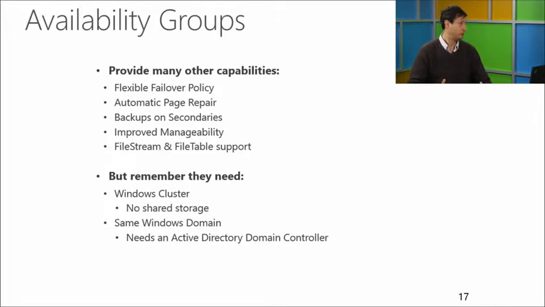Something that is important to remember is with availability groups, you need to install a Windows cluster. You don't need shared storage. Some people sometimes believe that they need it. You don't need it. All you need to do is install a Windows cluster between the machines. And these machines need to be part of the same Windows domain. So you need to make sure that if you configure this in the cloud, that you configure an Active Directory domain controller. And we have all the instructions of how to do this.